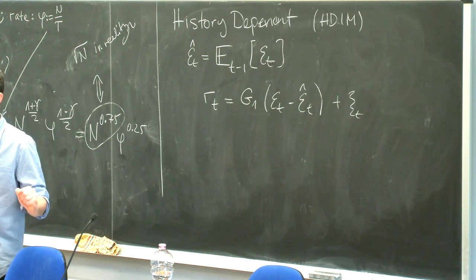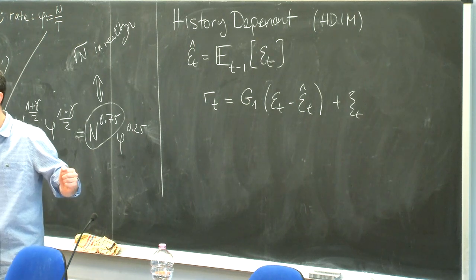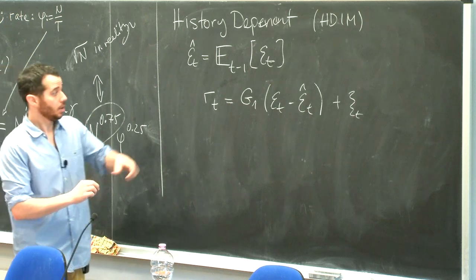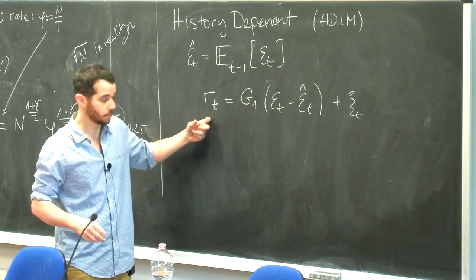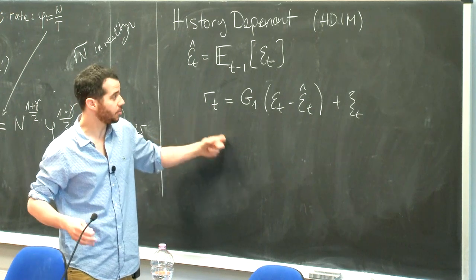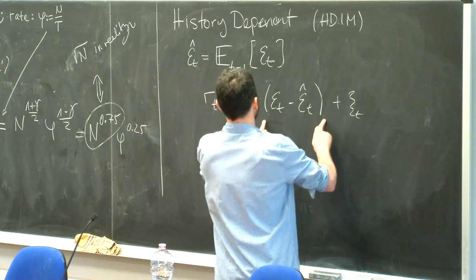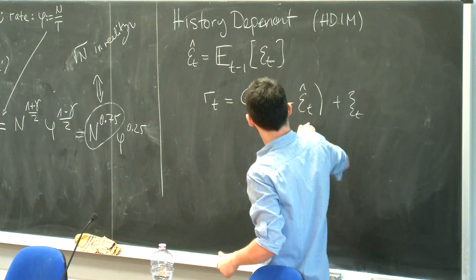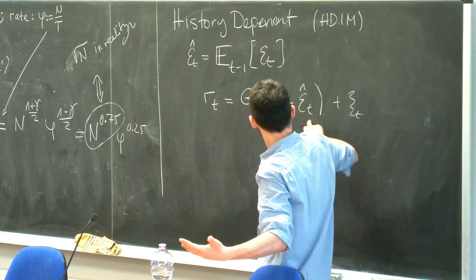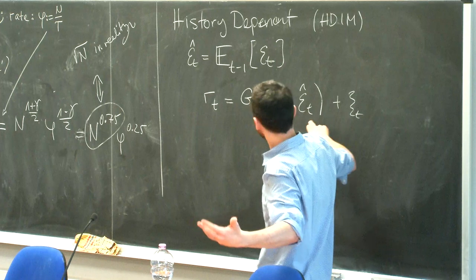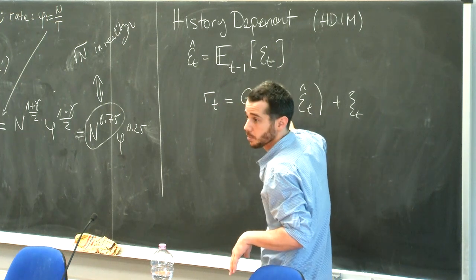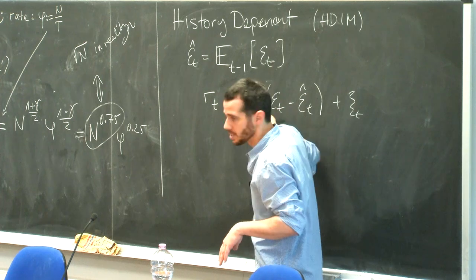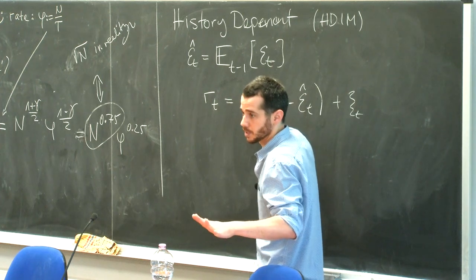Okay. It's another type of model, an alternative type of modeling. So what you say is that the change in the system, the response in the system in one step, will be how much I surprised the system, how much the people acting in the system expected this epsilon to be, and how I was different from it, times something that doesn't depend on anything, some kind of constant.